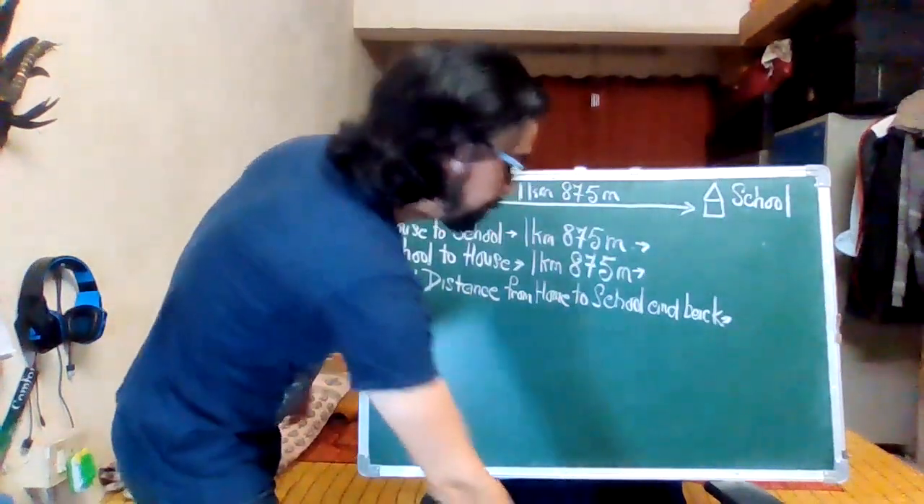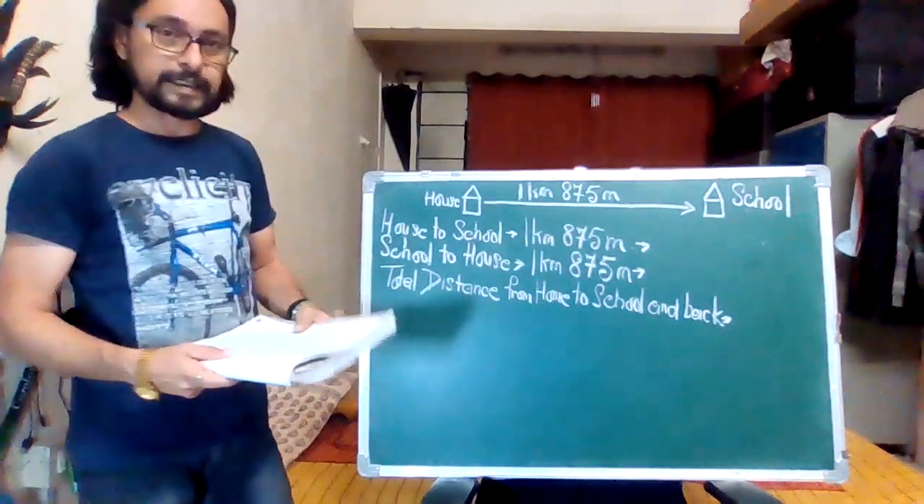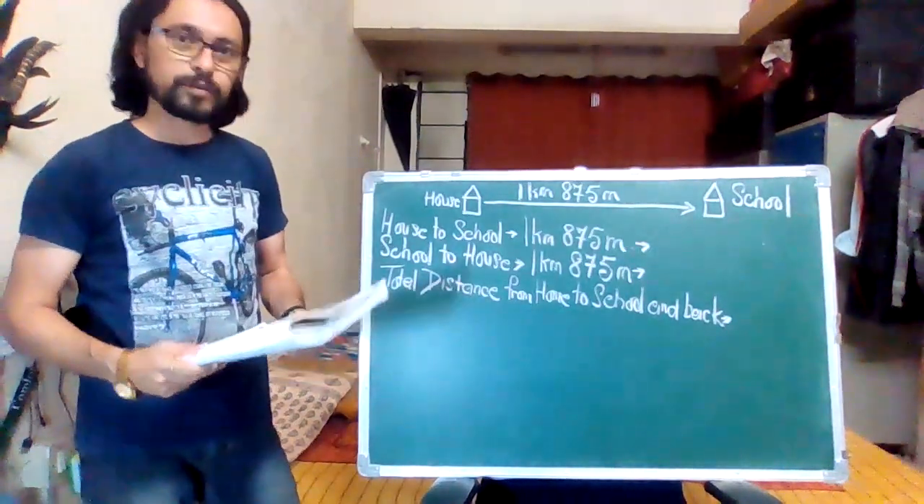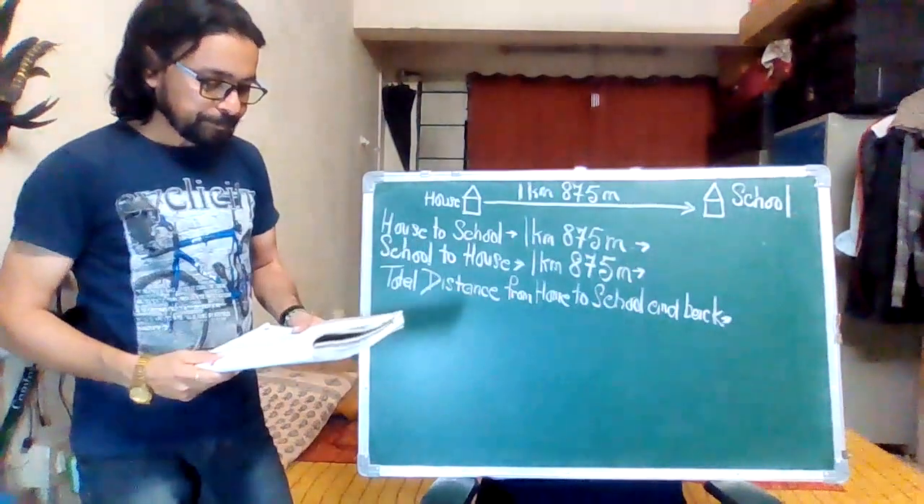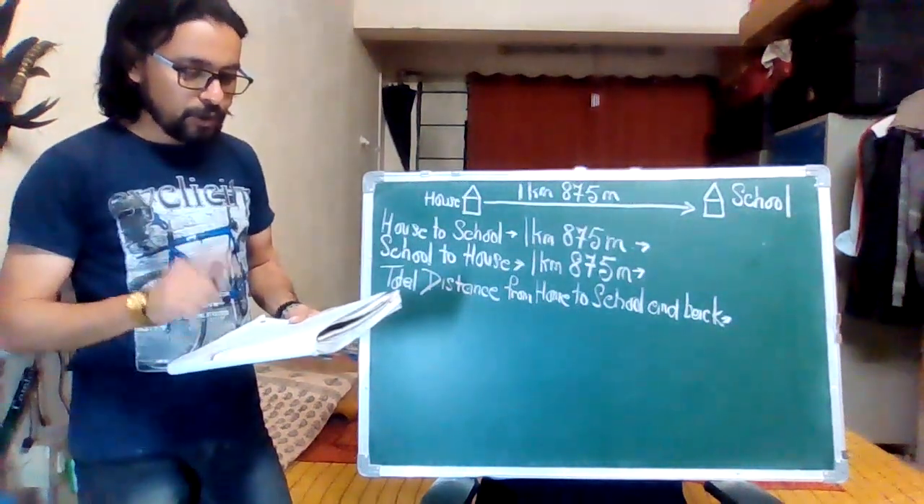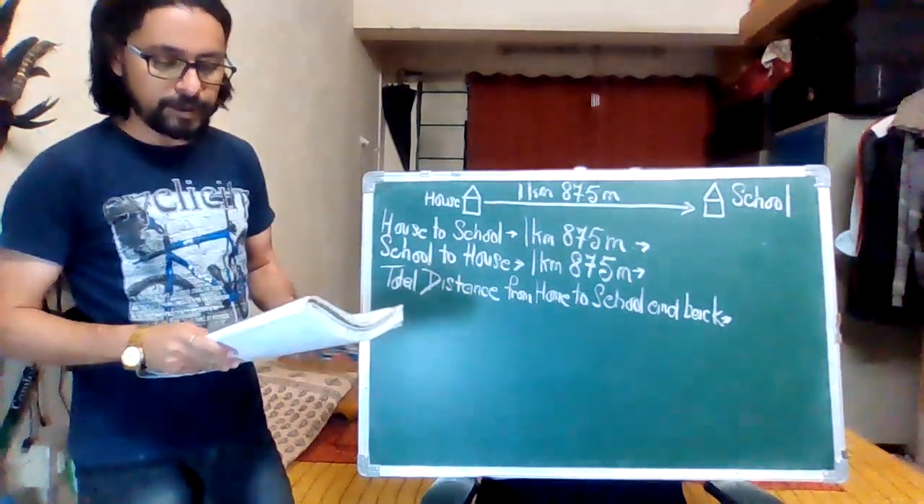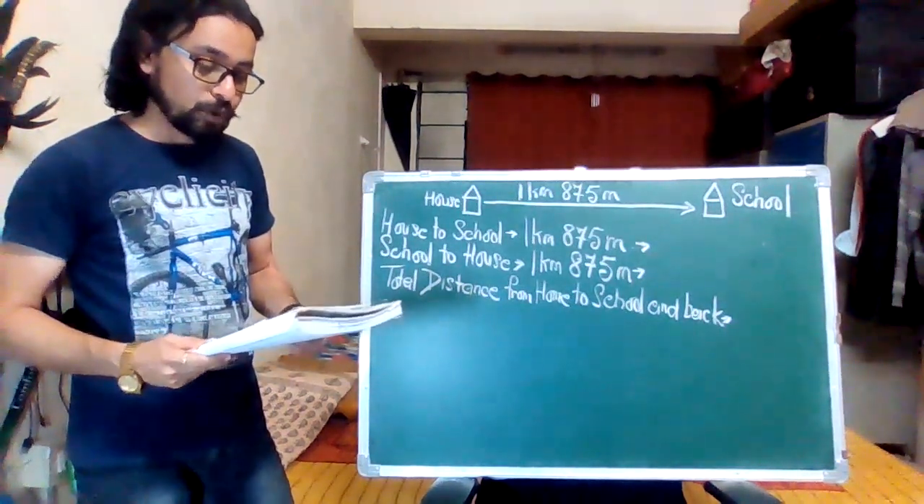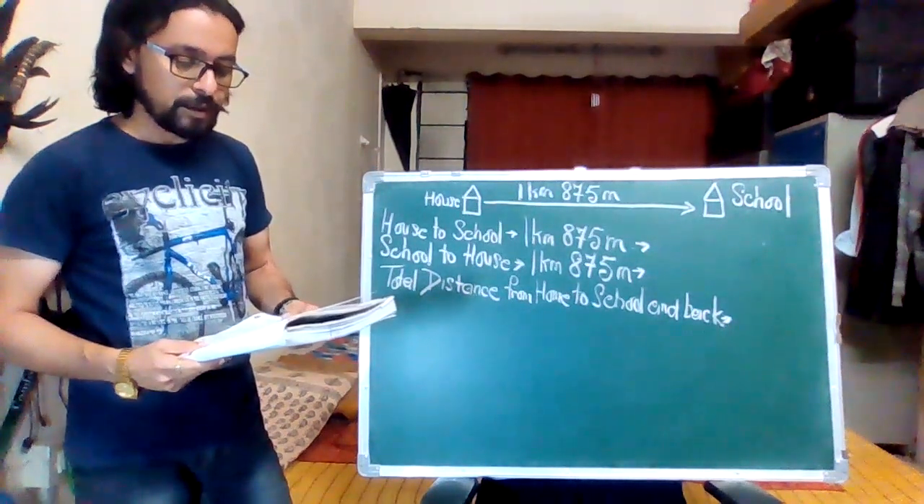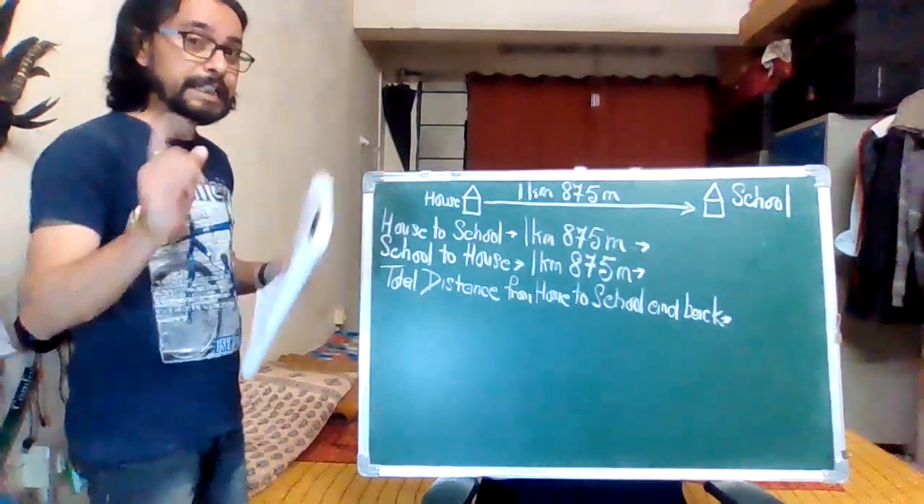Okay, now we come to the last sum for this exercise. Sums 11 and 12 are not being done. You can cancel those sums. The distance between the school and the house of a student is 1 kilometer, 875 meters. Every day she walks both ways. Find the total distance covered by her in 8 days.